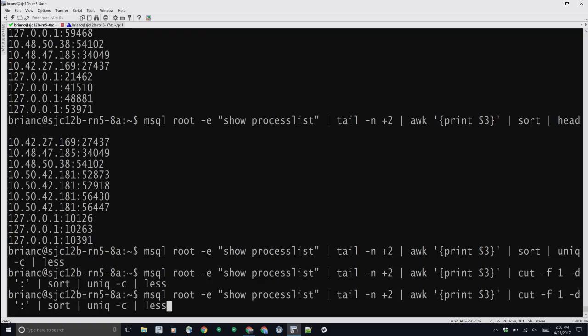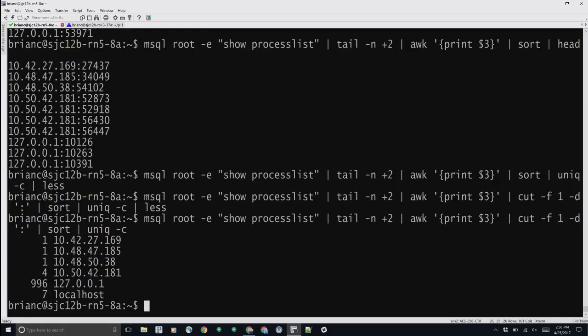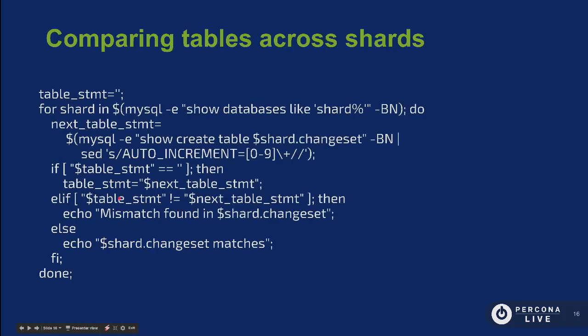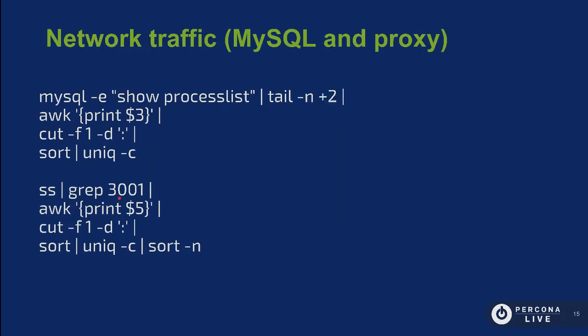And I can get rid of less at this point. Now I can see I've got almost 1,000 coming from 127 and a few coming from localhost. That's a symptom of our proxy, in that everything's connecting to our proxy, which is also located on this machine, and so it's interfering with me figuring out where traffic is coming from. So what I can do is look at the 3001 port, which is one of the ports that our proxy operates on.